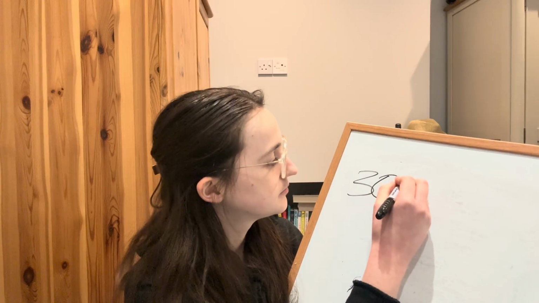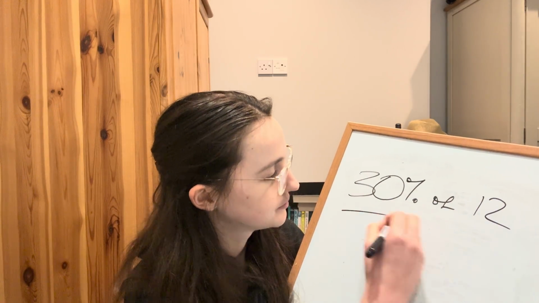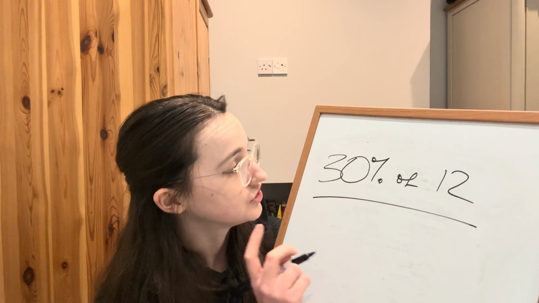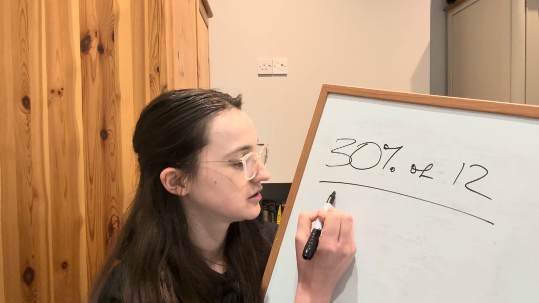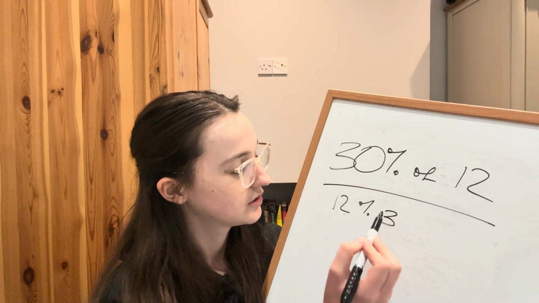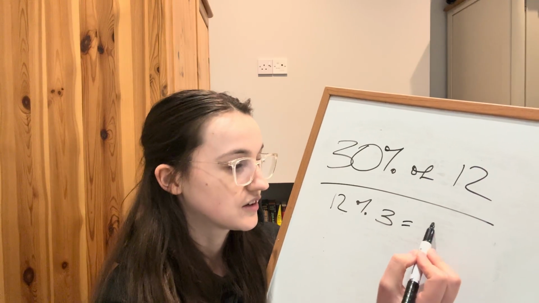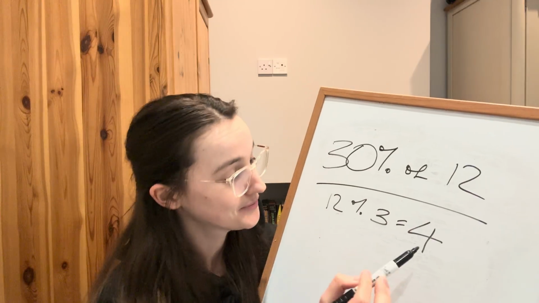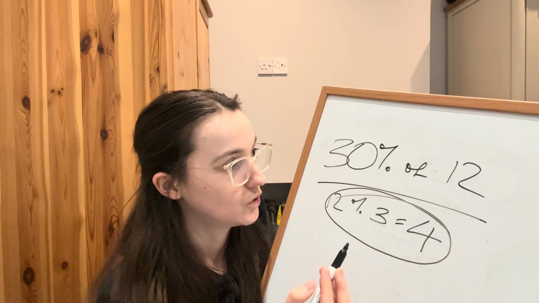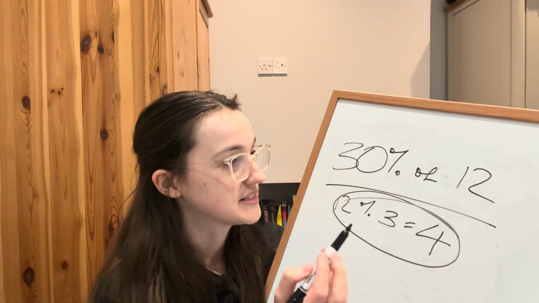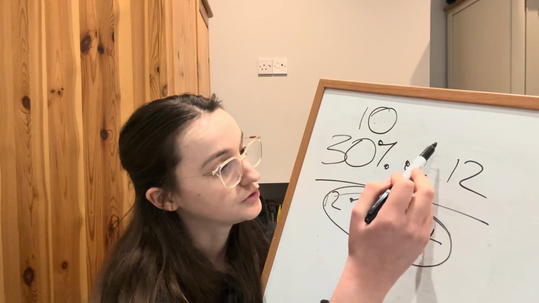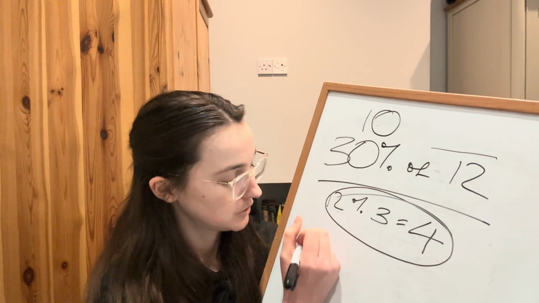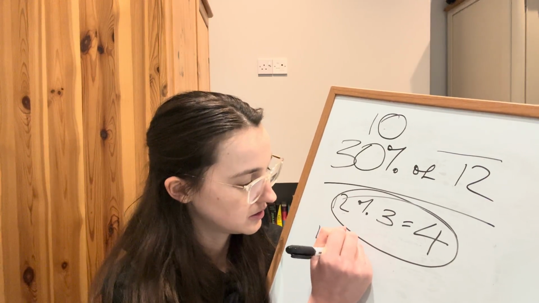Okay. Next up we have 30% of 12. Okay. So there's two things you could do. So what we're going to do, we could divide 12 divided by 3, okay, with 4. Good. Okay, or you could do 10%. So 10% of 12 is what? What's 10% of 12?